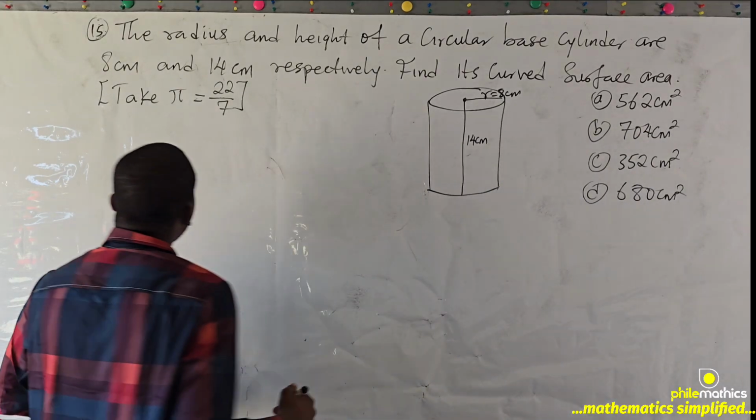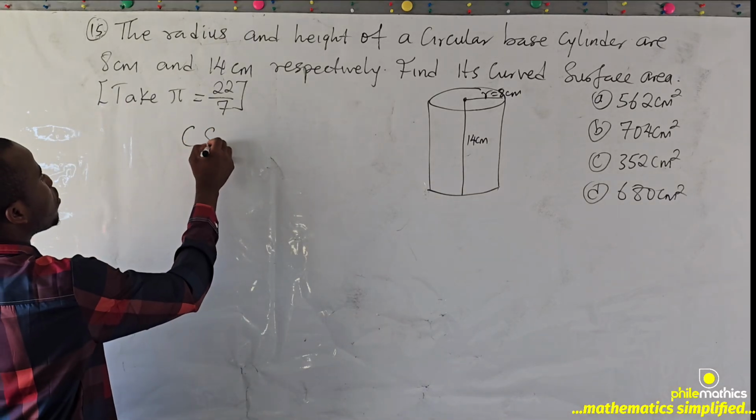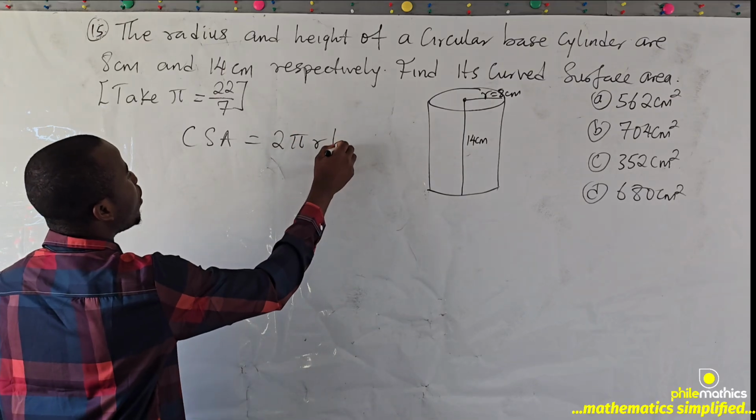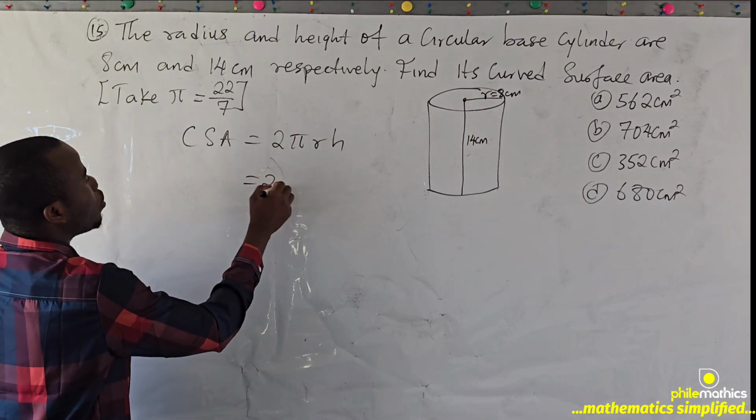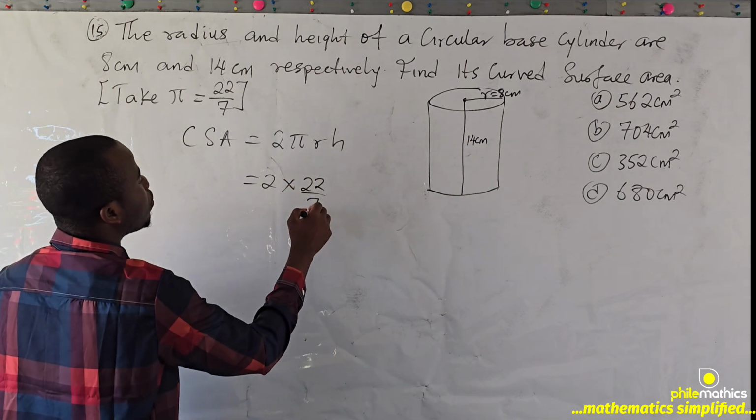It's just for you to recall the formula for curved surface area of a cylinder. Curved surface area is simply 2 pi r h. And so 2 times, we are asked to take pi as 22/7.